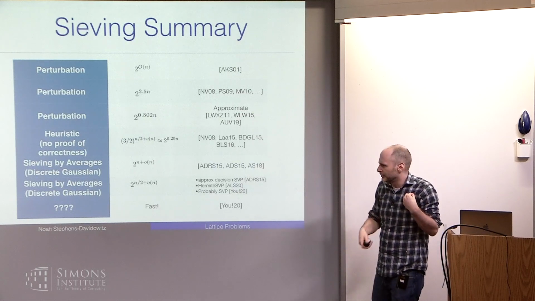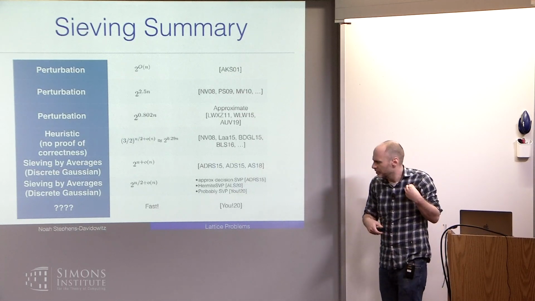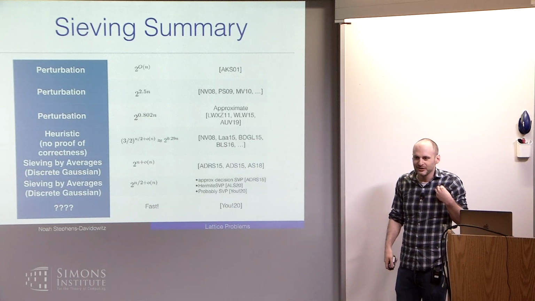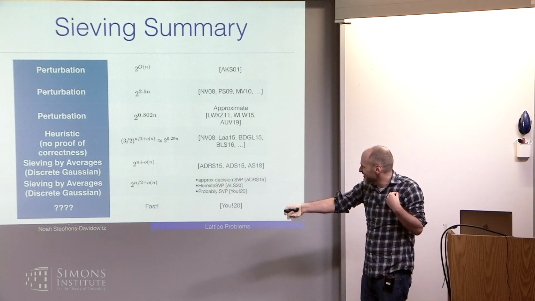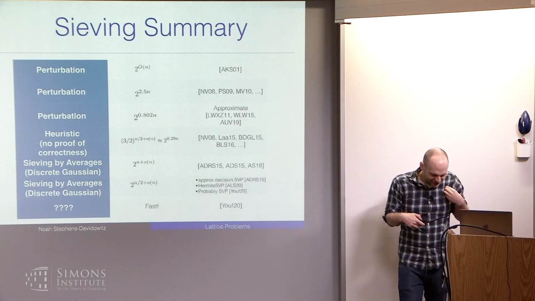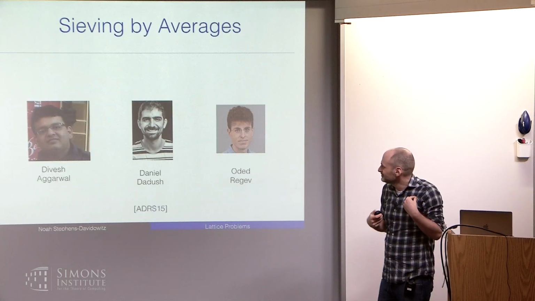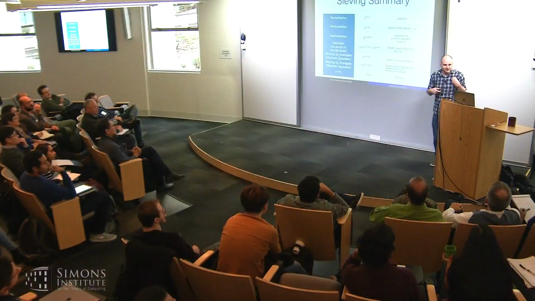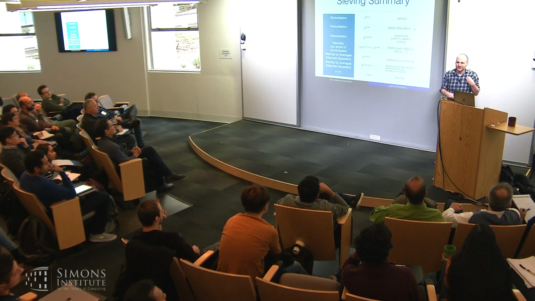And I'll explain that later. But this is just sort of the high-level picture. And we're not done. So the last row is for you to fill in. So 2 to the 0.29 n is what we think we get. Yeah, well, the algorithms run in that time. Whether they find a short vector or not, we don't know.